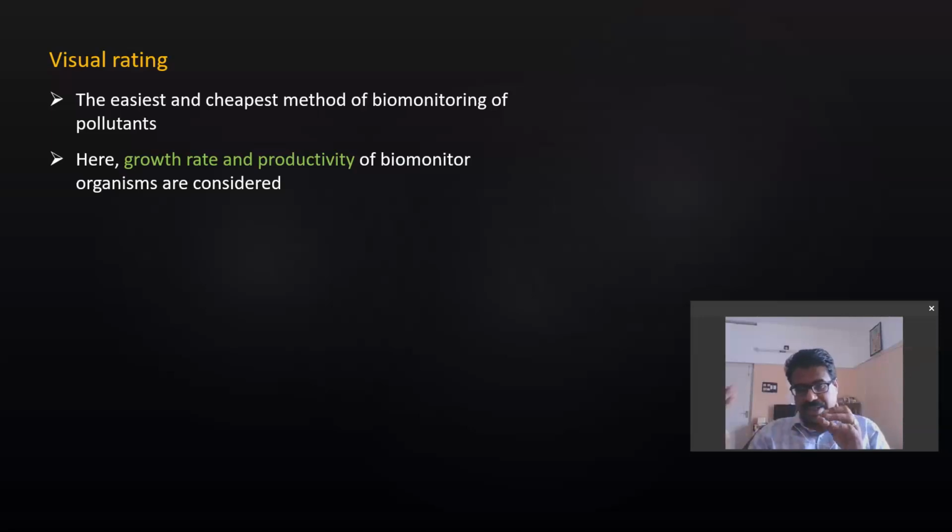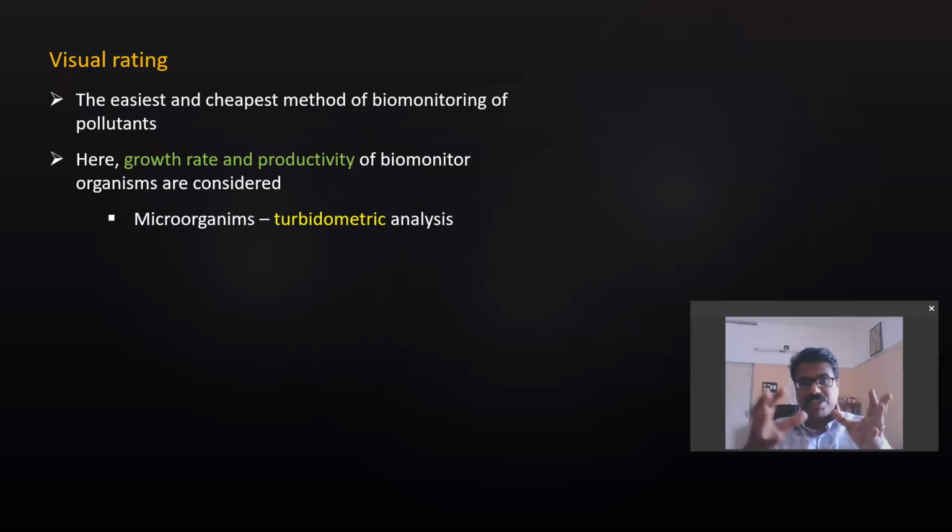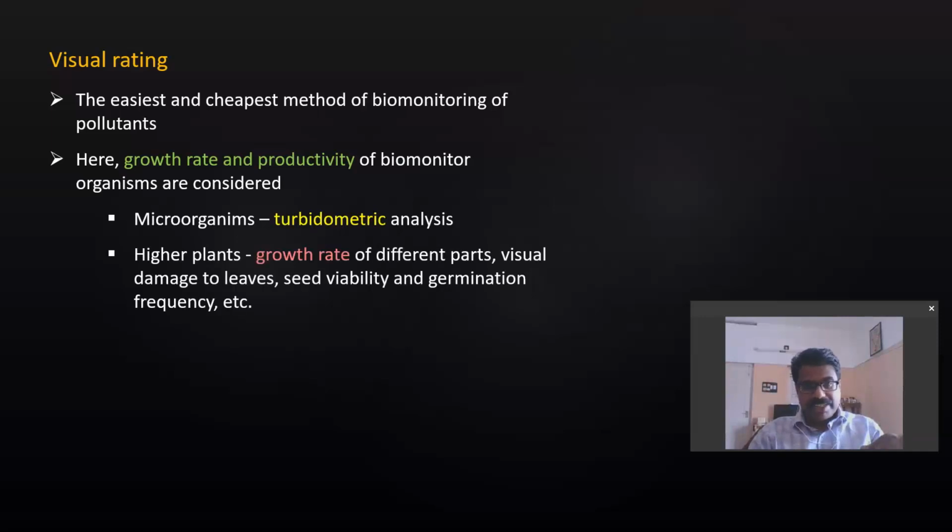Suppose we use a particular bacterium or a particular algae, we visualize or monitor how much its growth rate has been affected, how much its productivity has been affected, whether that is due to the pollution, etc. For example, if you use microorganisms, use turbidometric analysis. That means microorganisms produce turbidity when they grow. So the amount of turbidity, we can use as a measure of how much pollution may have taken place. And if you use higher plants, you can see the growth rate, whether it is up or down.